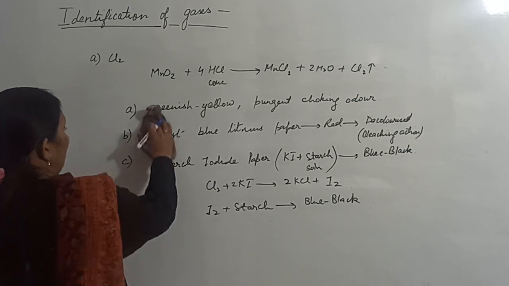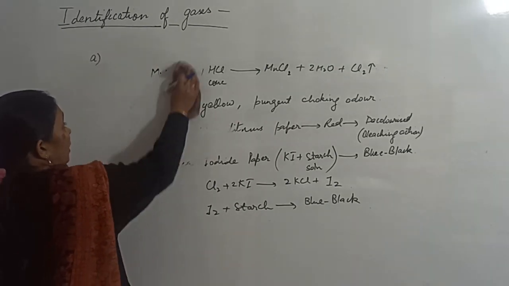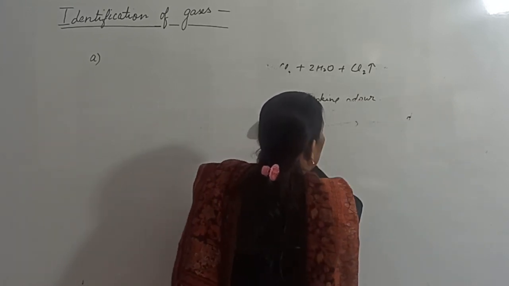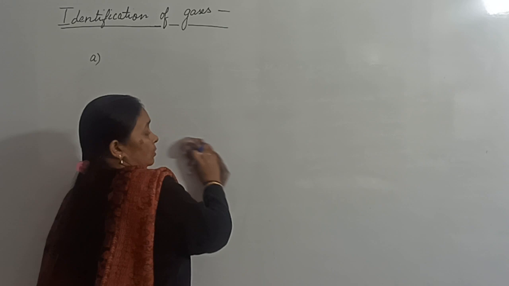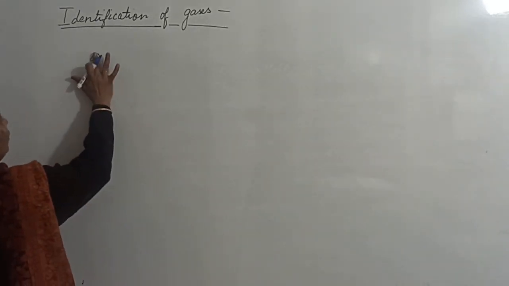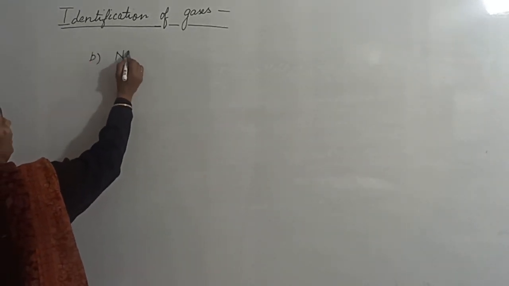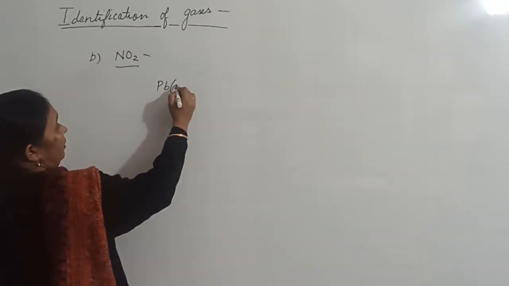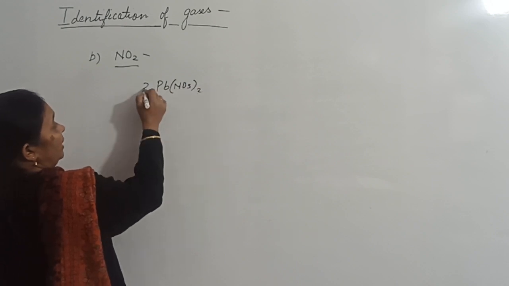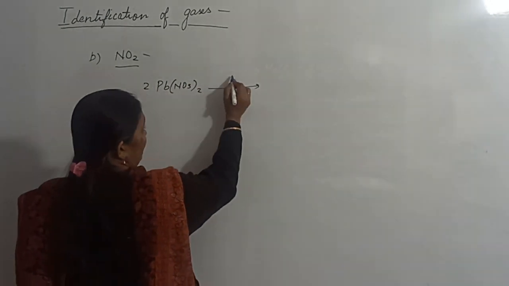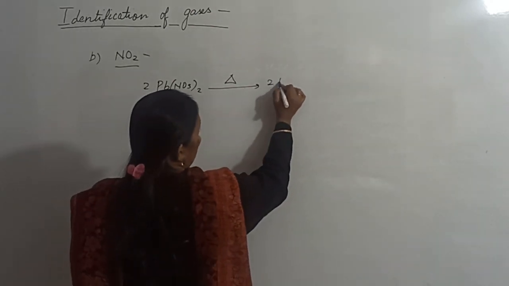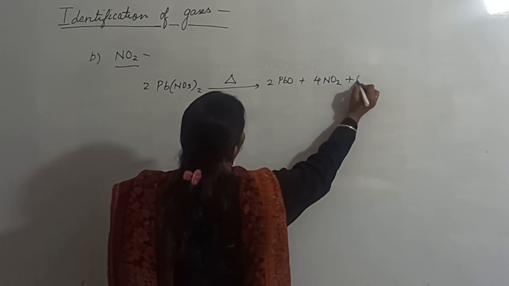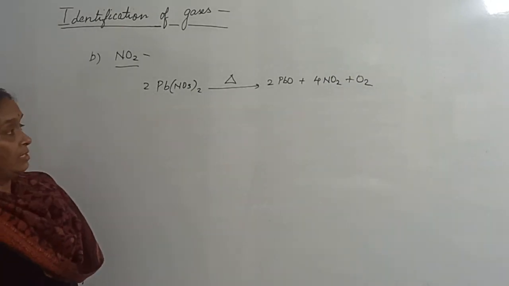Now the next gas which we are going to see is nitrogen dioxide, that is NO2 gas. If you take some metallic nitrate like lead nitrate, Pb(NO3)2, take 2 molecules of it and heat it strongly, it will result in formation of lead oxide plus 4 molecules of nitrogen dioxide, and along with that oxygen gas is produced.